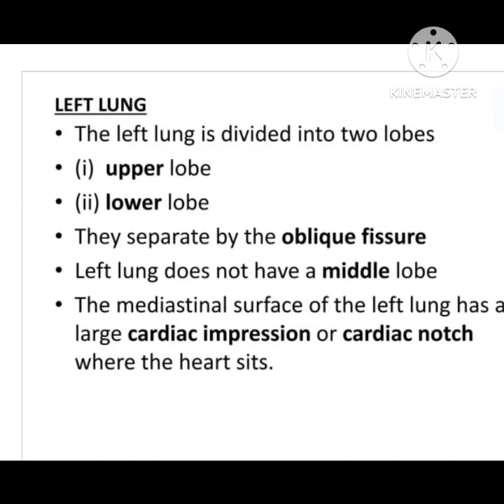Next is the left lung. The left lung is divided into two lobes, upper lobe and lower lobe, and they are separated by the oblique fissure. Clear? The left lung does not have a middle lobe.